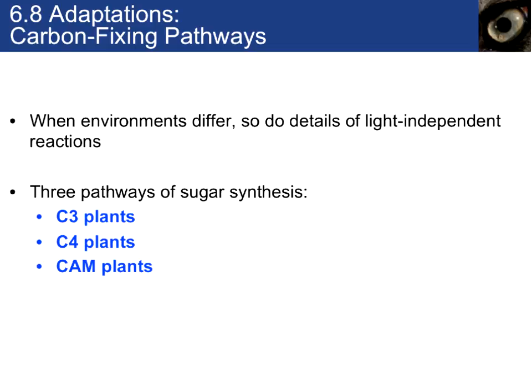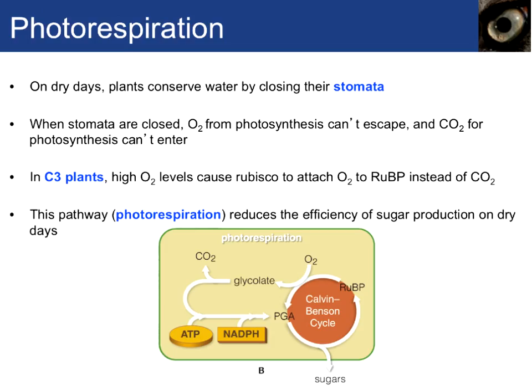So when environments differ, so do details of the light-independent reactions, and there are 3 pathways of sugar synthesis. What I just showed you is the general Calvin-Benson cycle. There are just a couple of variations: C3 plants, C4 plants, and CAM plants. I want you to understand what the difference between these plants is and why a plant would be one type versus the other.